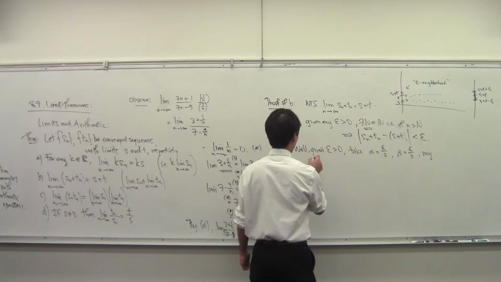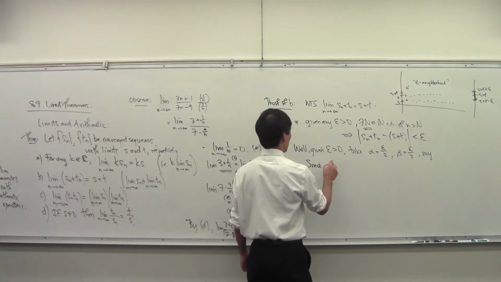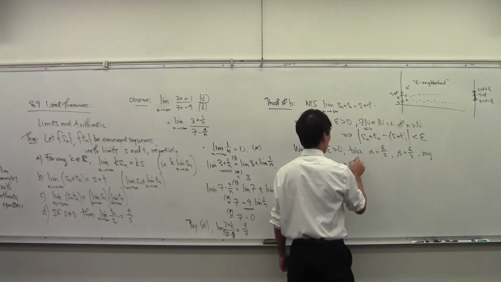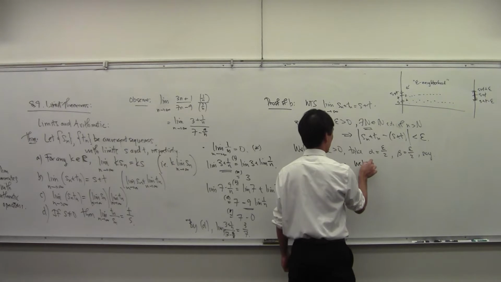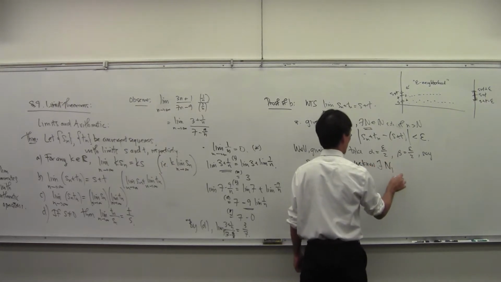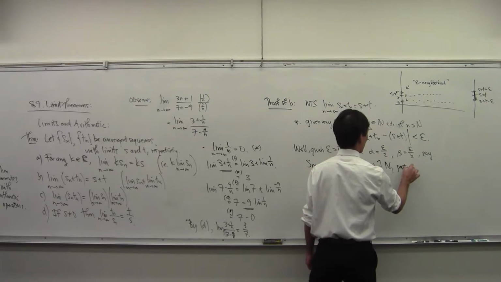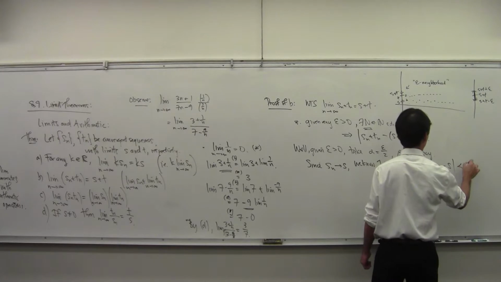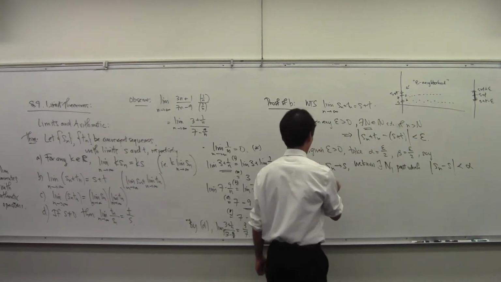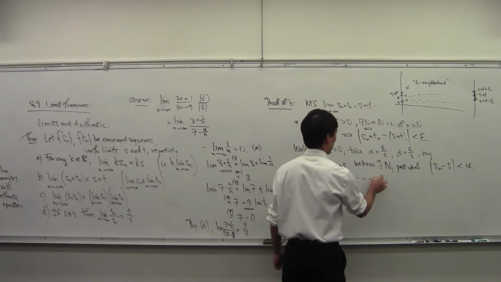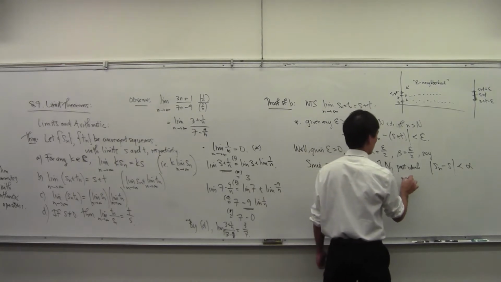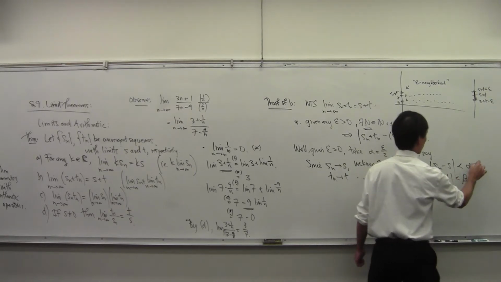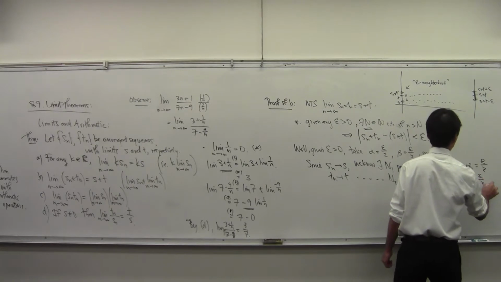Right. Then, since the S n go to S, we know there exists a time n1 past which the distance of S n to S is smaller than alpha. Right? Since the T n's go to T, we know there's an n2 past which the T n's are within beta of T.